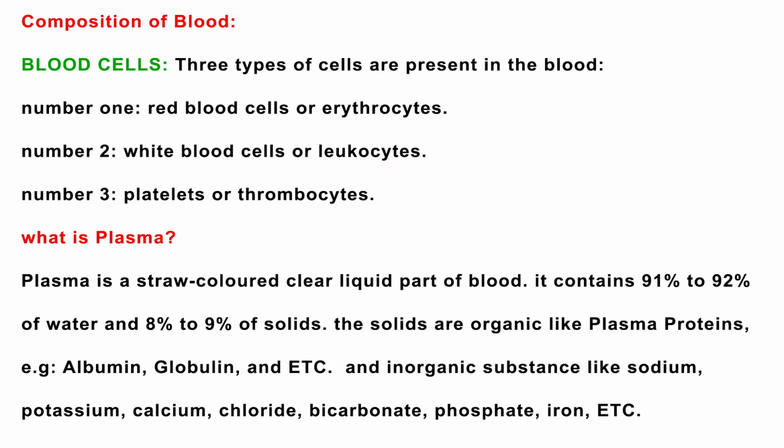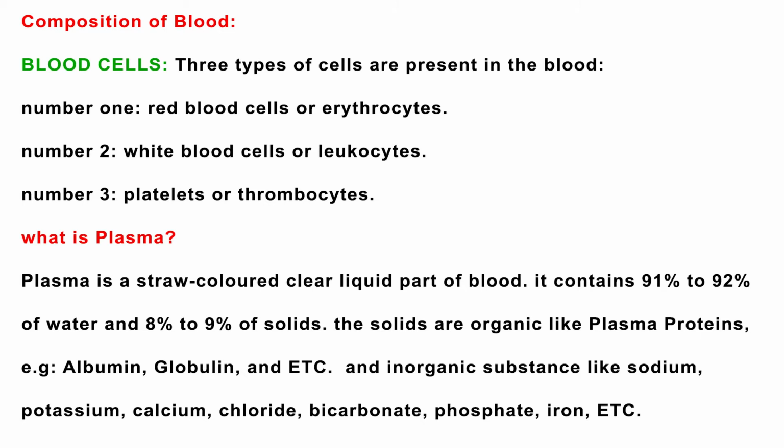Composition of blood. Blood cells. 3 types of cells are present in the blood. Number 1. Red blood cells or erythrocytes. Number 2. White blood cells or leukocytes. Number 3. Platelets or thrombocytes.